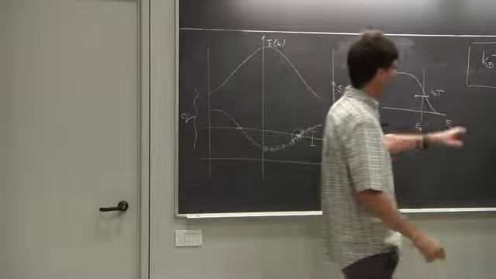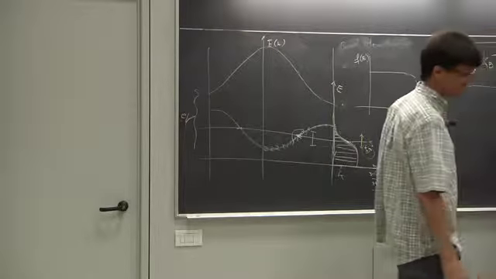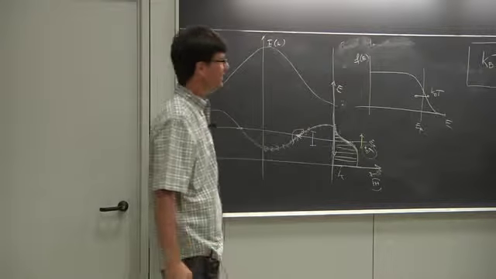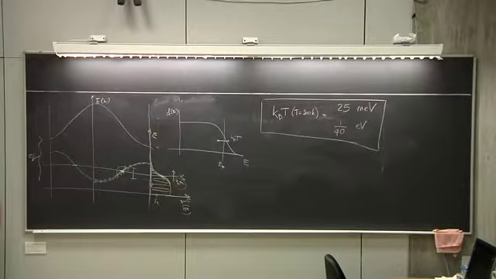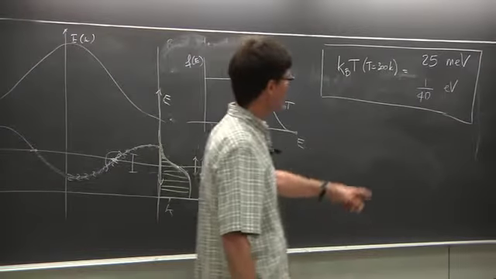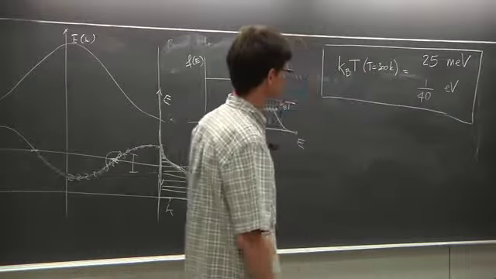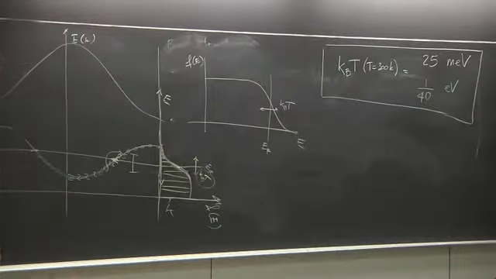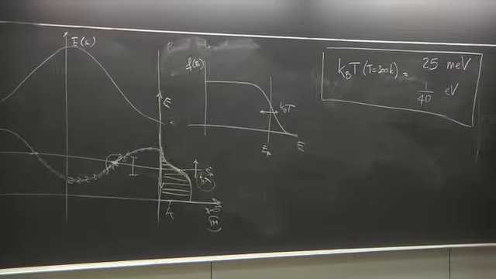This is a very important number for a solid-state physicist. kBT at room conditions is 25 millivolts, or 1/40th of an electron volt. Of course, approximately, right? It's not exactly that. Approximately that, with some commas and some other digits after the comma.